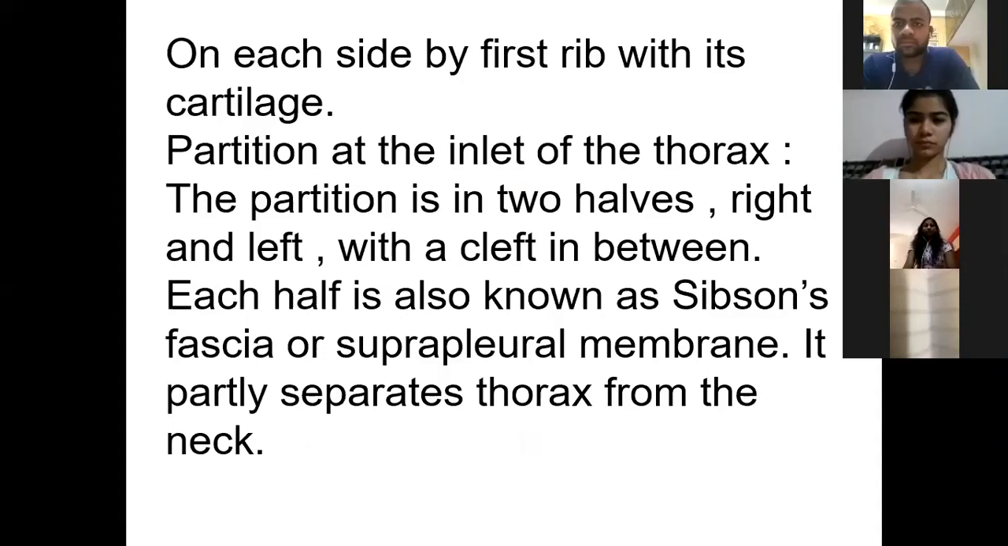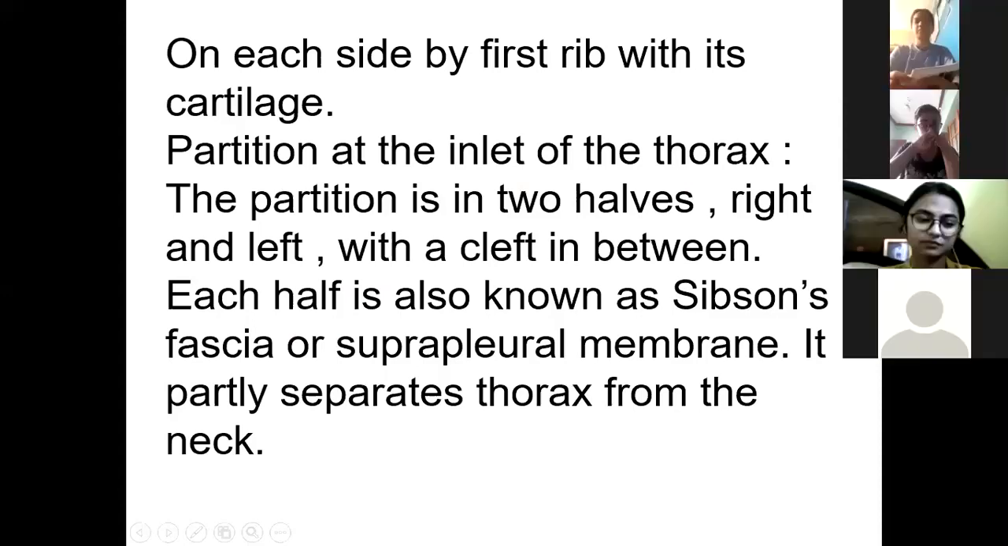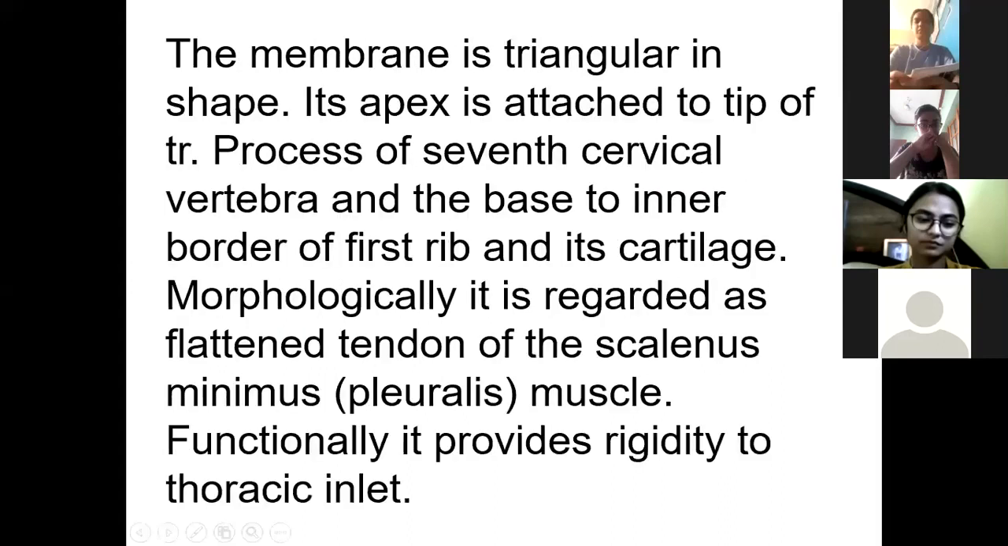Partition at the inlet of the thorax. The partition is in two halves, right and left, with a cleft in between. Each half is known as Sibson's fascia or suprapleural membrane. It partly separates the thorax from the neck. The membrane is triangular in shape.